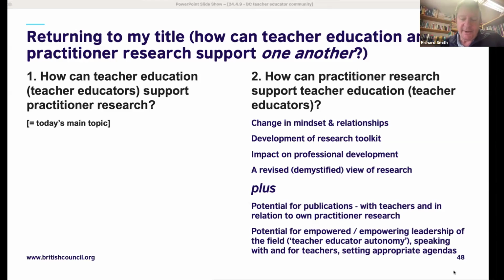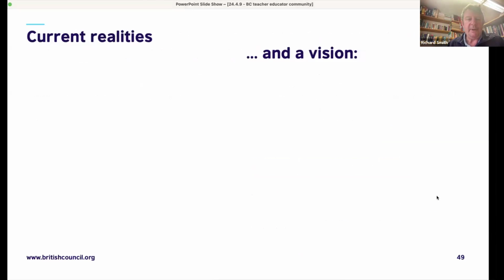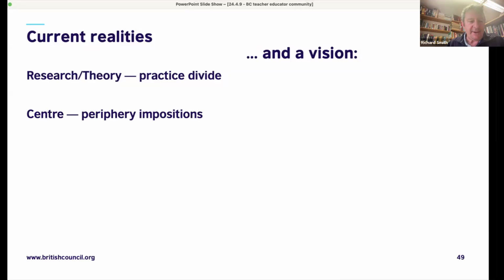Let's call it teacher educator autonomy. Speaking with and for teachers and setting appropriate agendas which reflect teachers' concerns. So you are there in touch, close to practice with teachers in the ways I've been suggesting as leaders in the field. Okay, so current realities, just to go back to these current realities that the questioner from Iraq mentioned as well, and that we all recognize.